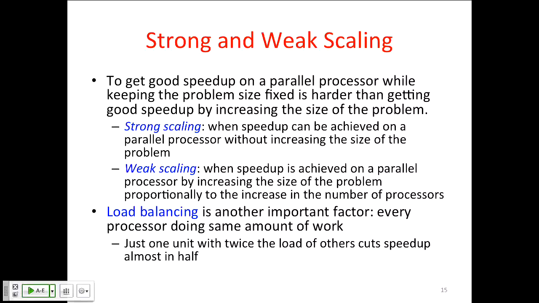Otherwise, it's hard to get speed up because you're waiting for one of the processes to finish their piece of the work, right? So for example, if one of the pieces of work takes twice as long as all the other pieces, that's going to automatically cut your maximum speed up by a factor of two, right? Because you're just waiting for that one guy and everybody else is just sitting there idle waiting for the one guy to finish. So it's important how you spread the work out across the units.